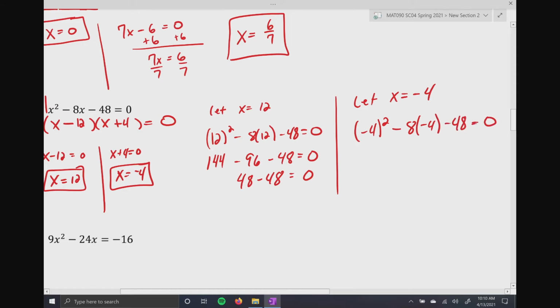-4 to the second power is 16. Negative times a negative is a positive. So that's going to be plus 32 minus 48. 16 plus 32 is 48, and 48 minus 48 is 0. So I know both of my answers are definitely correct.